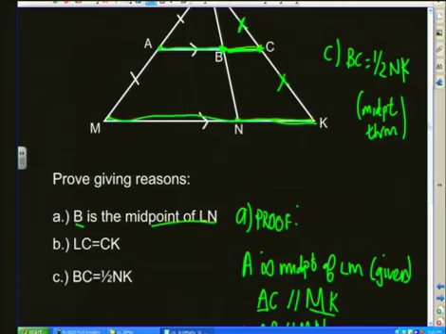Because that's one of the things that the midpoint theorem says, if you've got a line joining two midpoints of the sides of the triangle, then that line is going to be half the third side of the triangle.